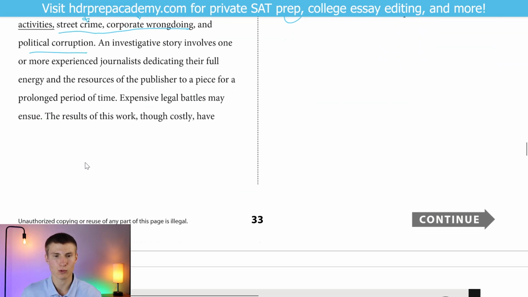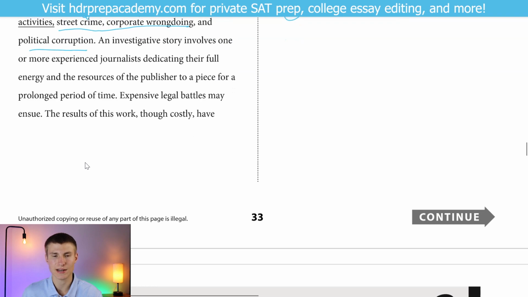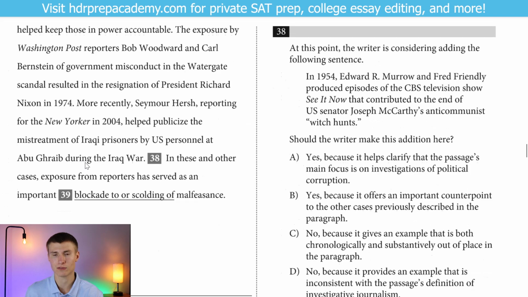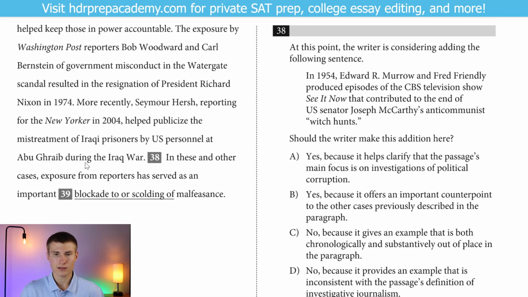An investigative story involves one or more experienced journalists dedicating their full energy and resources of the publisher to a piece for a prolonged period of time. Expensive legal battles may ensue. The results of the work, though costly, have helped keep those in power accountable. The exposure by Washington Post reporters Bob Woodward and Carl Bernstein of government misconduct in the Watergate scandal resulted in the resignation of President Richard Nixon in 1974. More recently, Seymour Hersh, reporting for The New Yorker in 2004, helped publicize the mistreatment of Iraqi prisoners by U.S. personnel at Abu Ghraib during the Iraq War.